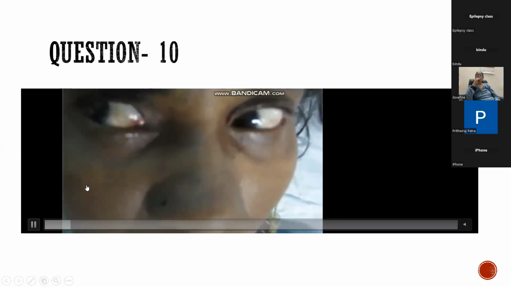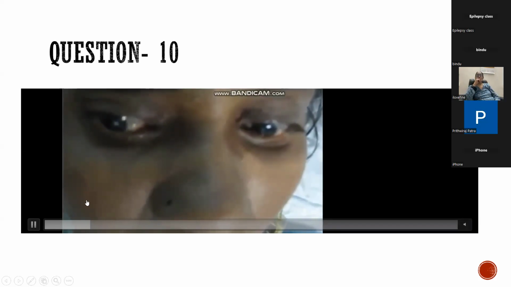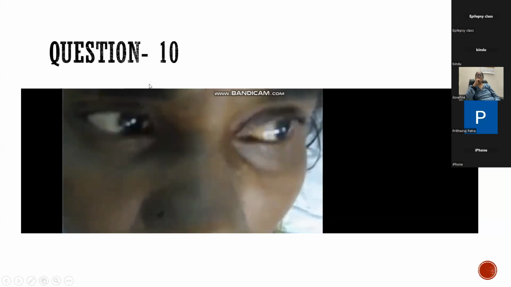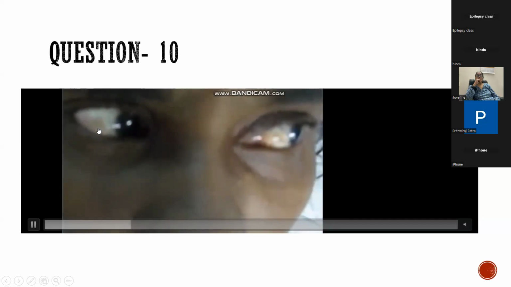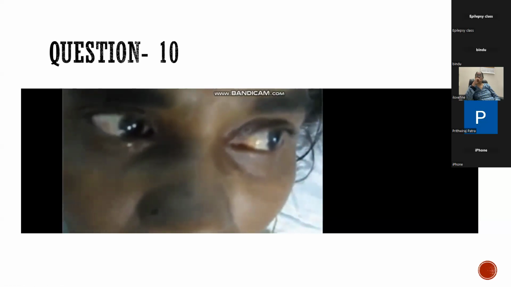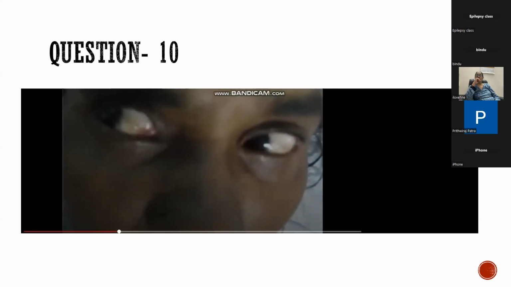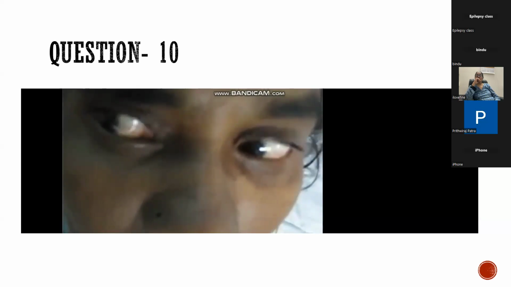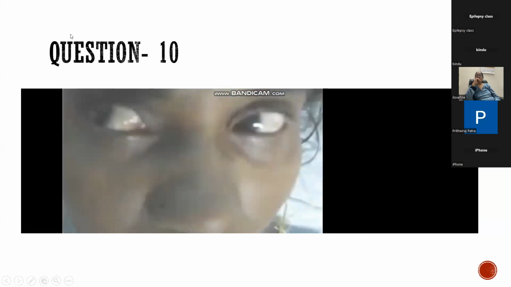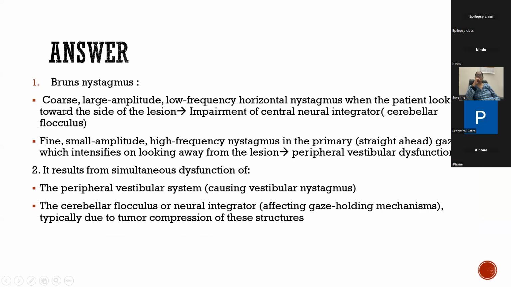So this was the video. So here in the initial part, we can see that there is high amplitude, jerky nystagmus to one side, and on looking forward, there is fine nystagmus to the other side. So this is characteristic of Bruns nystagmus. So it is coarse, large amplitude, low frequency horizontal nystagmus when the patient looks towards the side of the lesion.